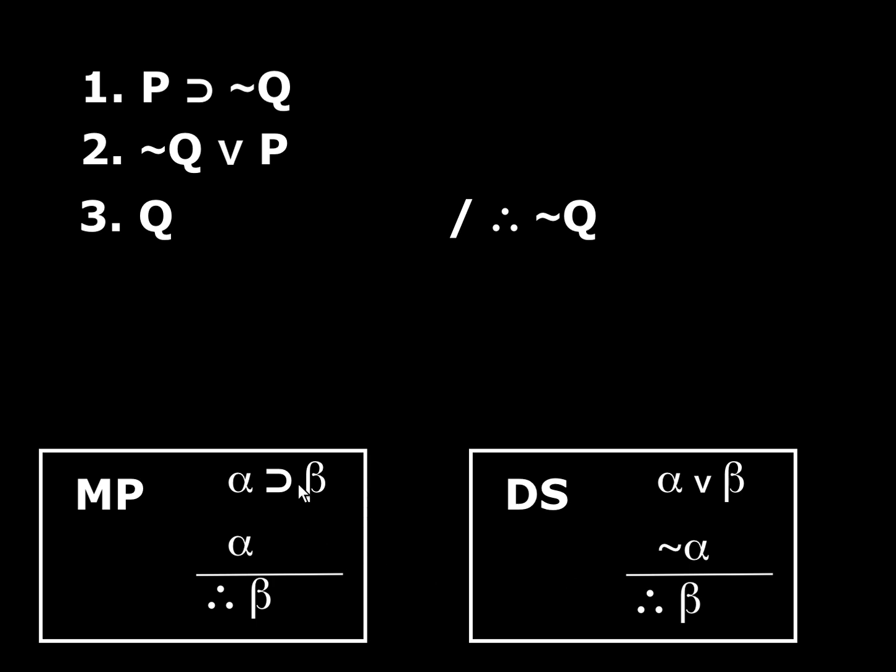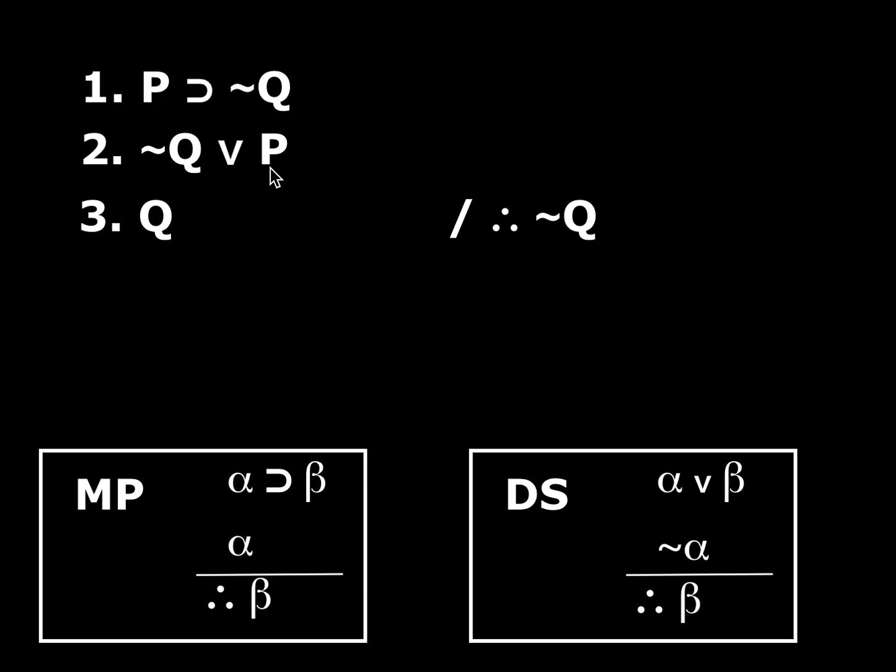Can we use modus ponens? Well, again, we need a conditional and we need the antecedent of that conditional. Here's a conditional, if P then not Q. So I've got one of the pieces, I have a conditional. Do I have the other piece? Do I have the antecedent of that conditional anywhere? Well, the antecedent is P. I don't have P anywhere on a line by itself.